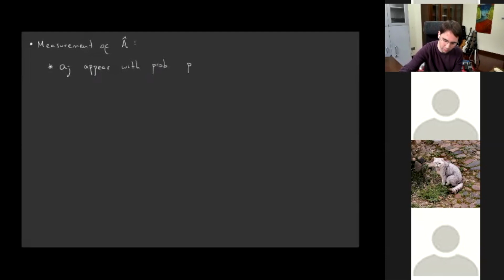In particular, with probability PJ, that is just the square of these expansion coefficients that I mentioned before. And this is known as the Born rule. It's another postulate of quantum mechanics, and it's very interesting because it simply says that not all the possible real values of A are available, only its eigenvalues.